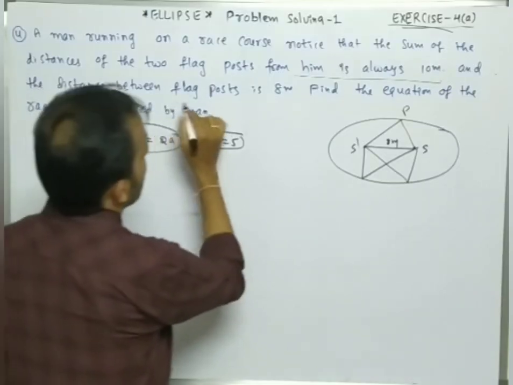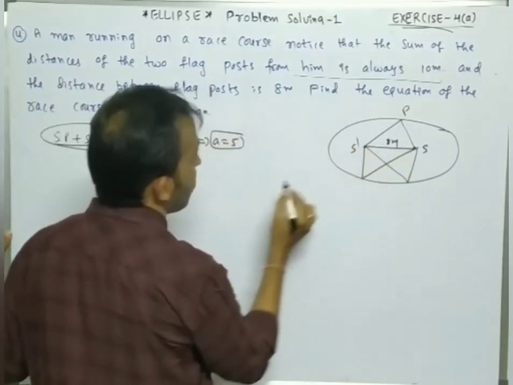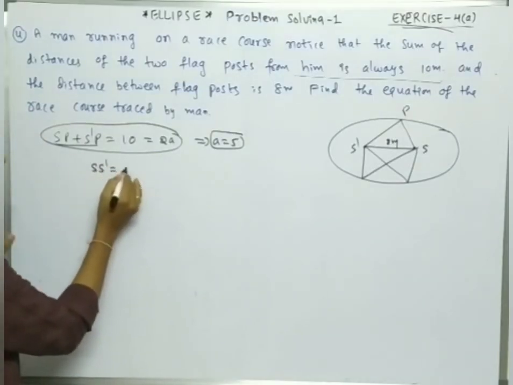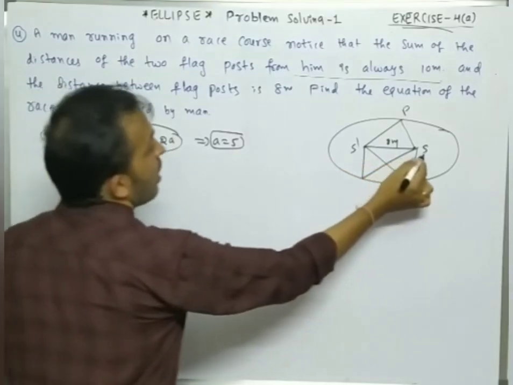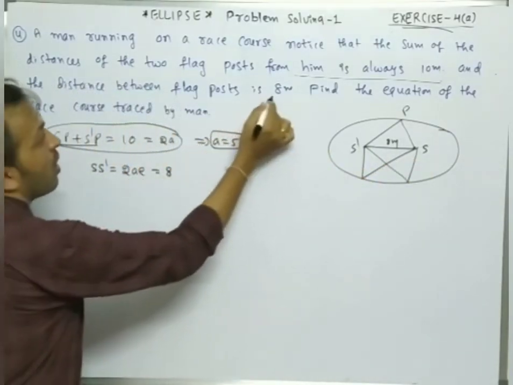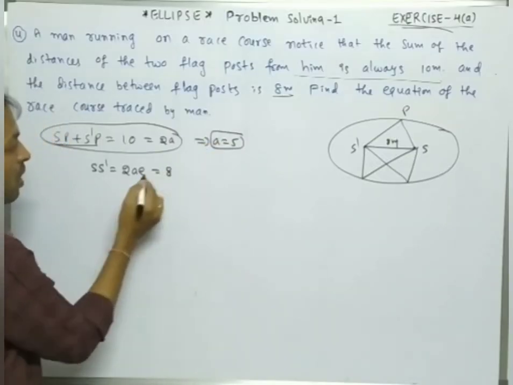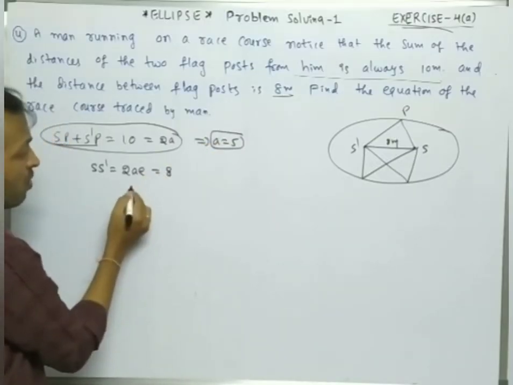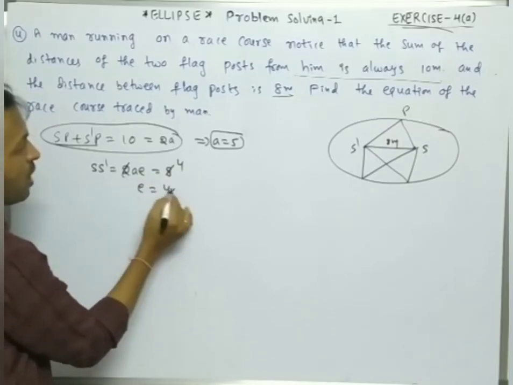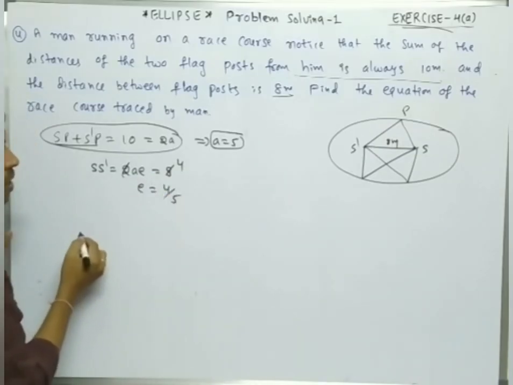Next, the distance between the flag posts, that means the distance between the foci, SS' is equal to 2ae. The foci are (ae, 0) and (minus ae, 0). 2ae is equal to 8. It is given. So from this, substitute the value of a, 2 ones are 2, 2 fours are 8. e is equal to 4 by 5.